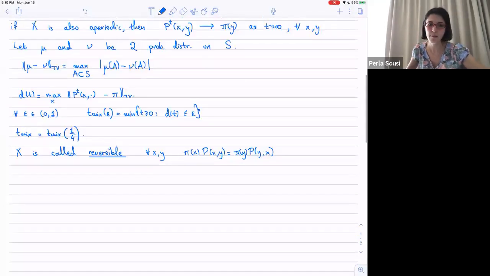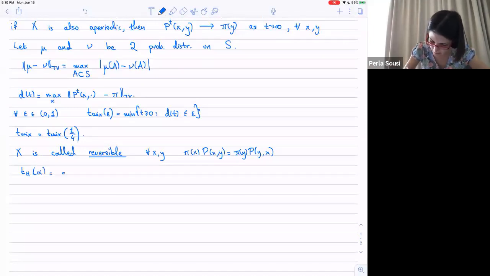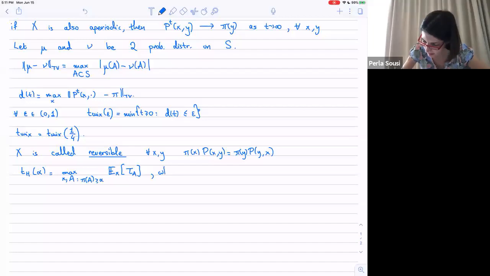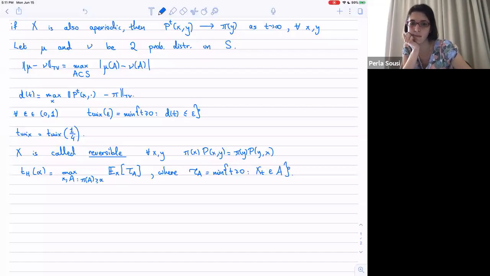Before I write the first theorem, let me also define this quantity that I will denote by t H of alpha to be the maximum over all starting states x and all sets A of measure at least alpha of the expectation, starting from x, of tau A, where tau A is the first time that the Markov chain hits the set A.